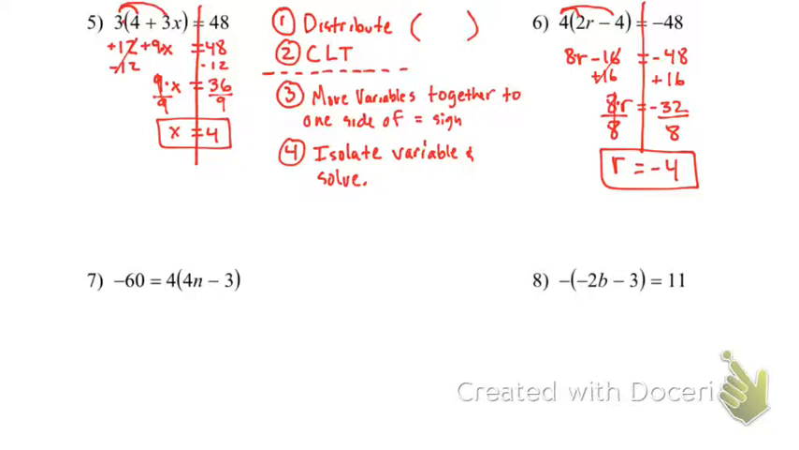Okay, I'm going to go ahead and let you try 7 and 8, and then I'm going to call on some people to give me those answers, okay? So 7 and 8, I'll give you about 6 minutes, so 3 minutes each. All right, starting now.